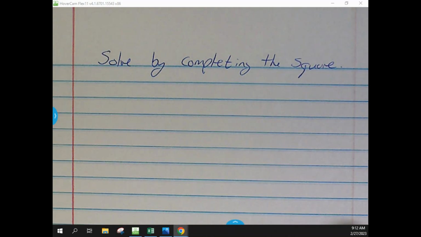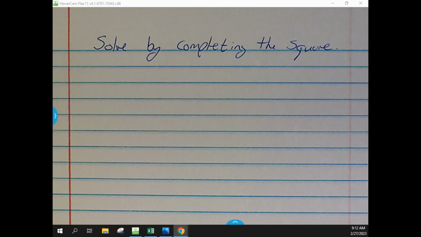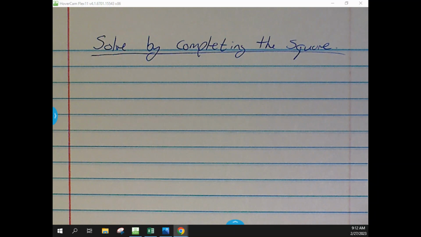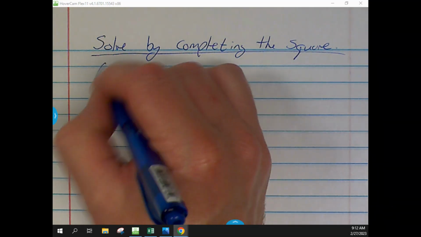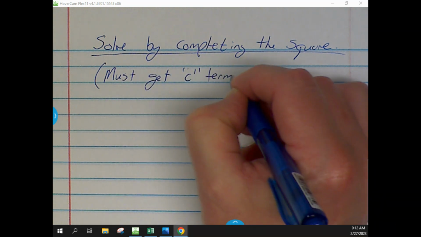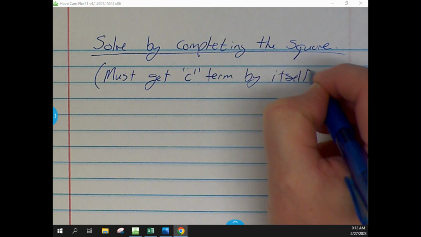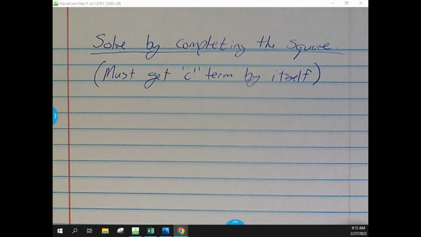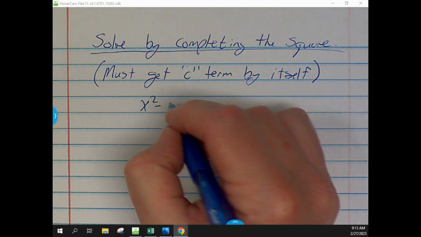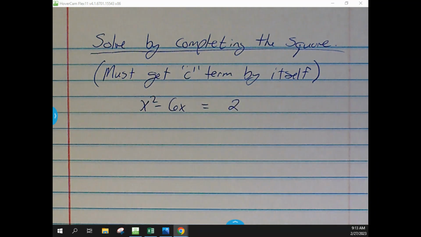They're going to ask you to solve by completing the square. Okay. If you do solve by completing the square, the big catch on this one is you have to get the C term by itself first. And then we'll go back and complete the square like we did the last time. All right. So for this one, just to speed it up a little bit, we're going to go ahead and get the C term by itself.